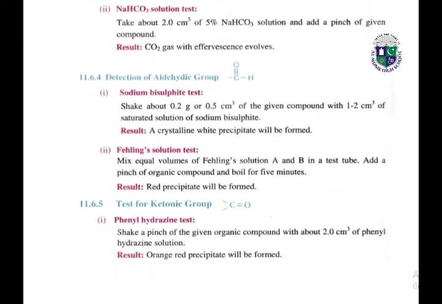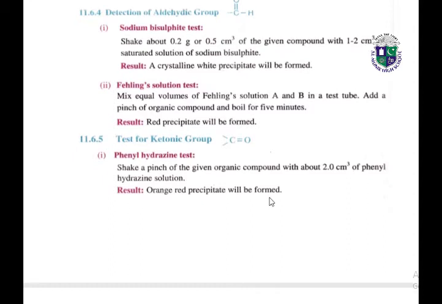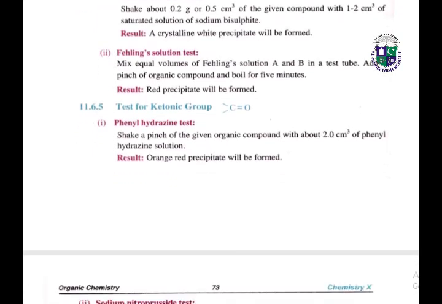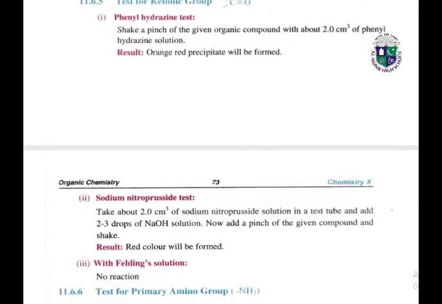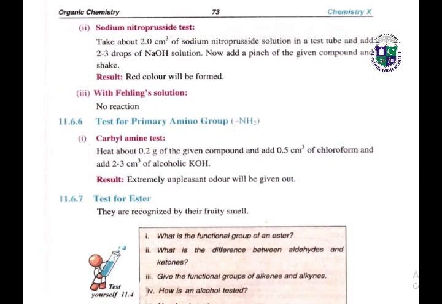Next we have detection of aldehydic group. We have the sodium bisulfate test and Fehling's solution test. And next for test for ketonic group, we have phenyl hydrazine test, which results in orange red precipitate being formed. So all these tests are given to test the functional groups.